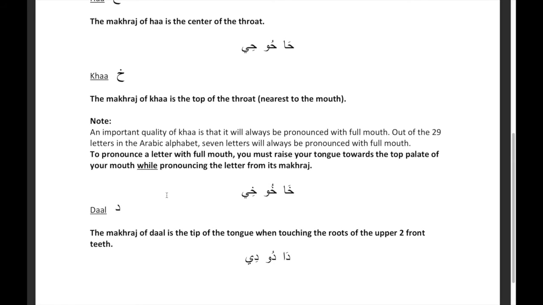And to pronounce a letter full mouth, you have to raise your tongue towards the top palate of your mouth while pronouncing the letter from its makhraj. So you have to do two things at once. Remember, the makhraj of kha is the top of the throat nearest to the mouth. So you try to pronounce it from there. At the same time, you have to raise your tongue in order to get that kha sound. Kha. You also have to make your mouth a little bit round.